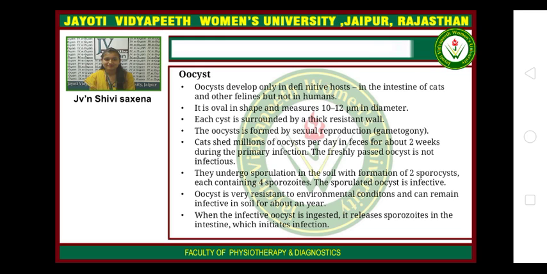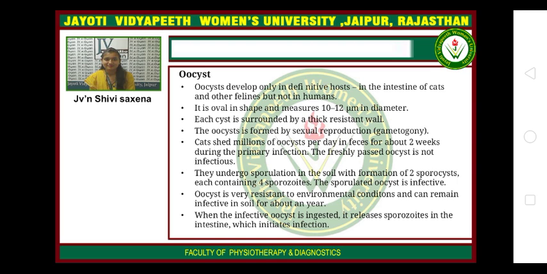Oocysts. Oocysts develop only in a definitive host, in the intestine of cats and other felines, but not in humans. It is oval in shape and measures 10 to 12 micrometers in diameter. Each oocyst is surrounded by a thick resistant wall. The oocyst is formed by sexual reproduction, gametogony. And cats shed millions of oocysts per day in feces for about 2 weeks during the primary infection.